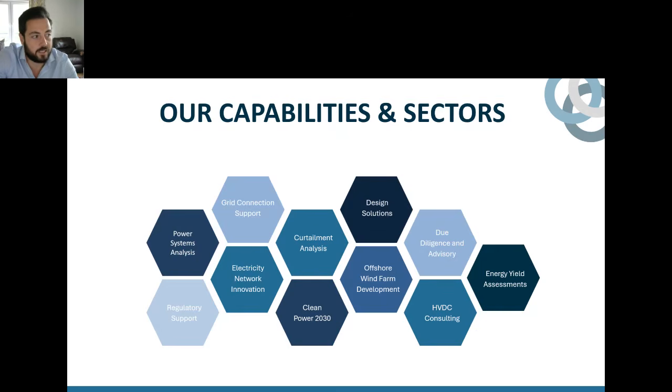We work in a wide range of capabilities across the electricity sector, as you can see. We carry out power system analysis and support developers with grid connections. We lead projects on curtailment analysis and actively drive electricity network innovation, and also support the design and development of offshore wind farms, HVDC projects, CP 2030, and also our new service with regards to energy yield assessments.